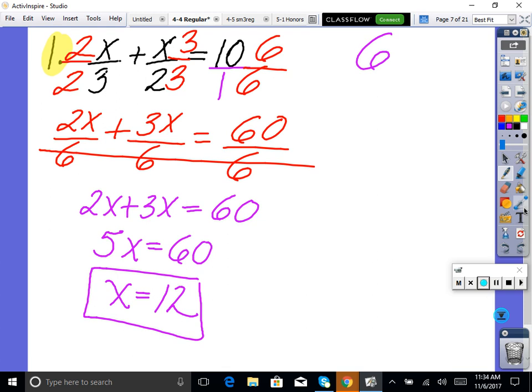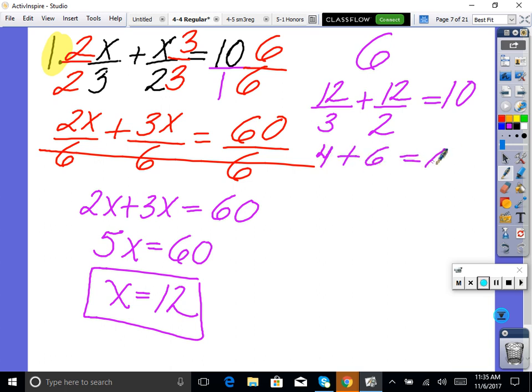Here we go. It's got to be plugged back into the original. So we're going to have 12 over 3 plus 12 over 2. Does that truly equal 10? Let's see. 4 plus 6 equals 10. Does 10 equal 10? Does everybody see where I plugged it in? 12, 12. Isn't that the only place you can plug in our answer, guys? So it's a true statement, isn't it? Yeah, so we get to keep it.